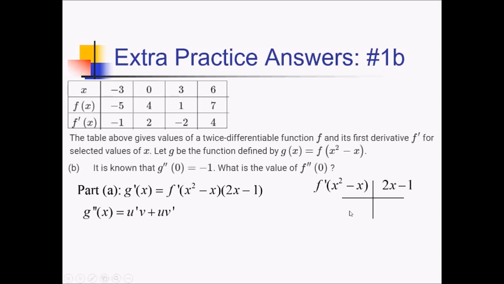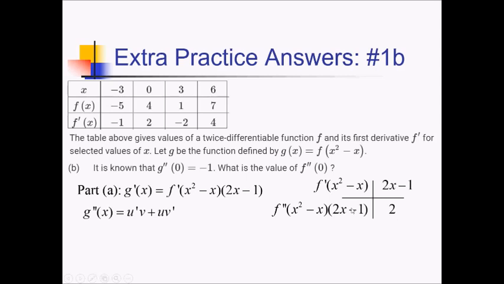And down here, I'm going to put the derivatives of these things. So derivative of f prime of x squared minus x, that's going to be f double prime of that stuff, times the derivative of x squared minus x, which is, again, 2x minus 1. Next, derivative of 2x minus 1, that's just 2, so a little bit easier there.